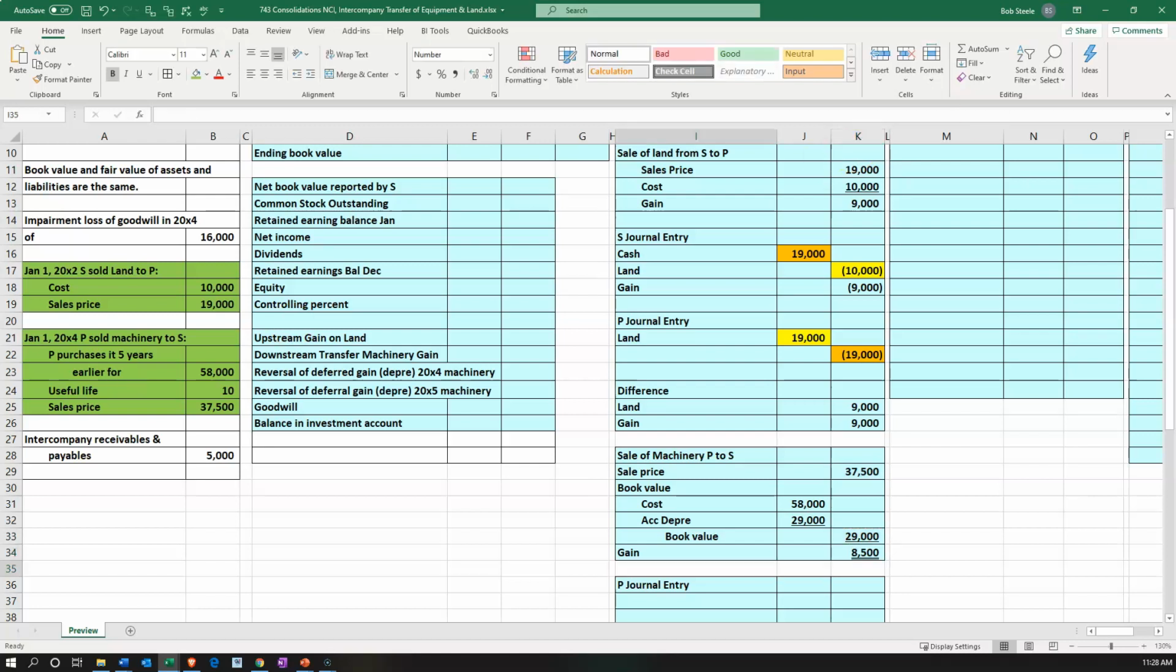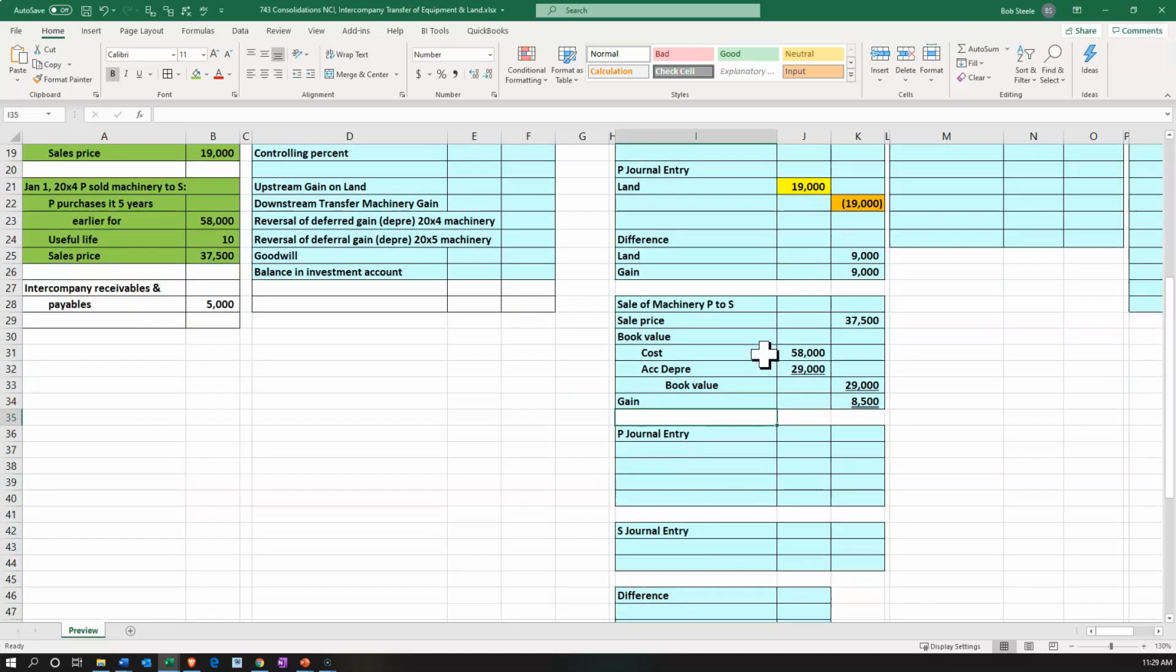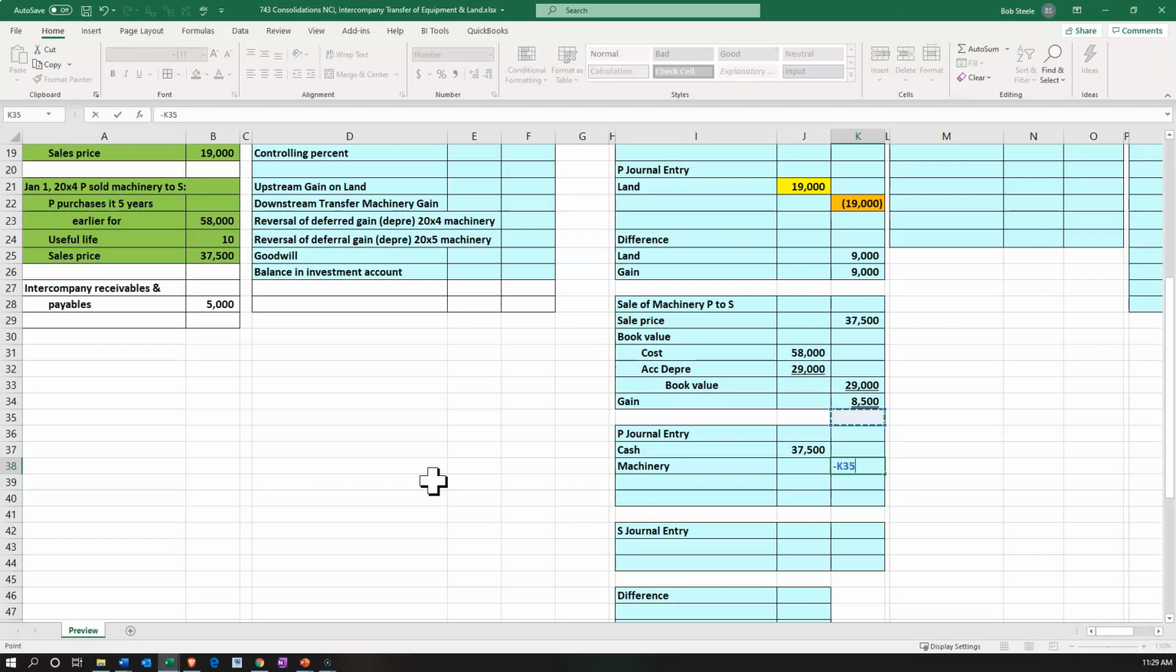All right, so then let's say, what would happen with the journal entries? If we put this into journal entries for P and S, just to consider what that would be, because we kind of need to reverse those in essence. So if we did a journal entry for P, we would say they sold it for cash. So cash would be going up for what they got, the 37,500, and then they're going to take the machinery off the books because it was on the books for 58, the full cost, because we have to take the accumulated depreciation off in a separate account.